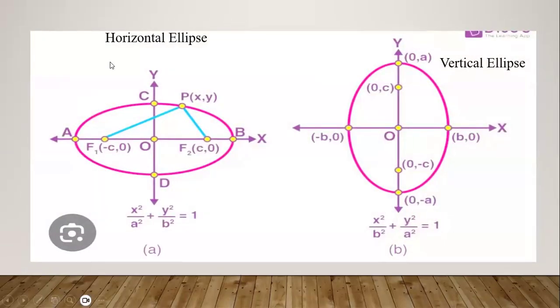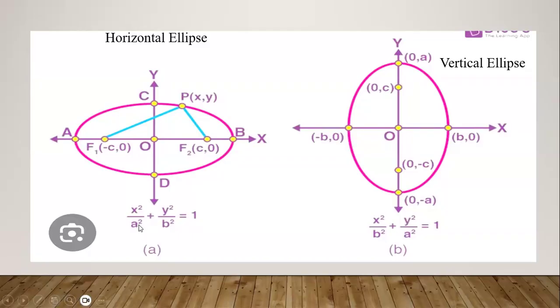Now, Miss made mention of the horizontal ellipse as well as the vertical ellipse. This is another example of it. At the bottom here is a simple formula that we use when we are given the horizontal ellipse, and for the vertical one, this is the formula at the bottom that we use. Notice that there is a difference with the two. At first glance, it might seem the same, but there's a difference.